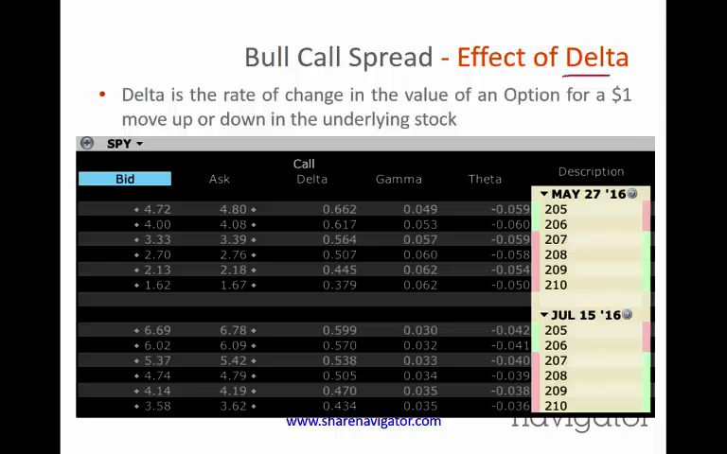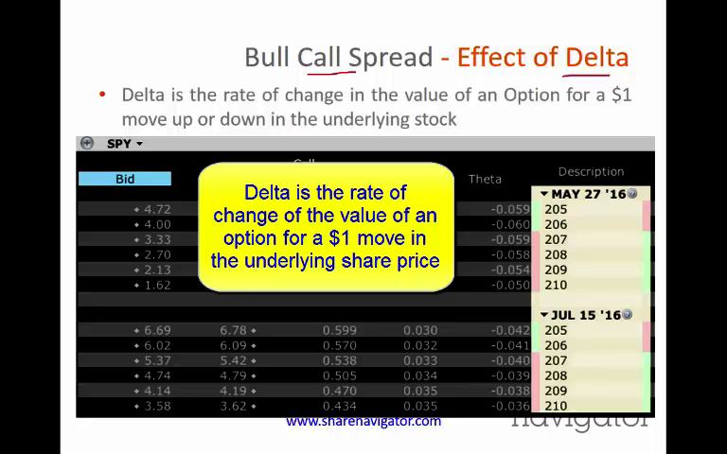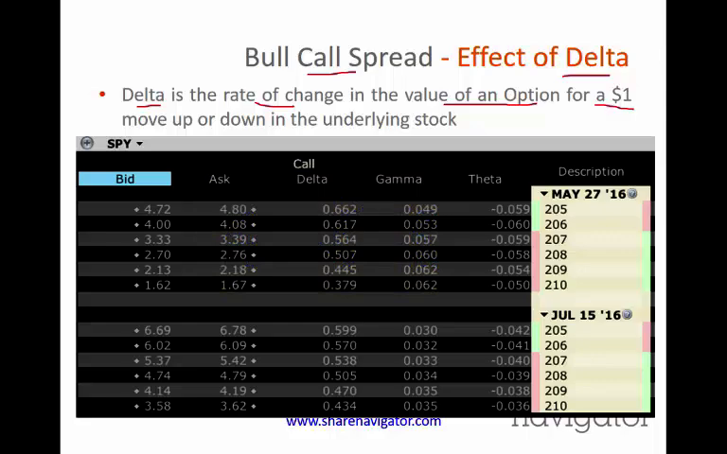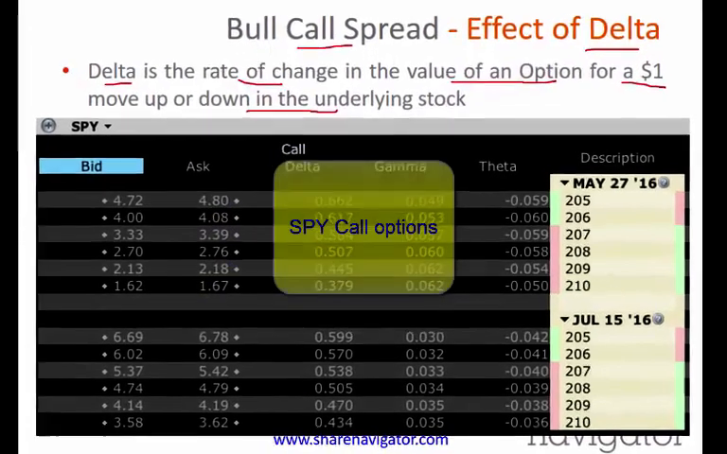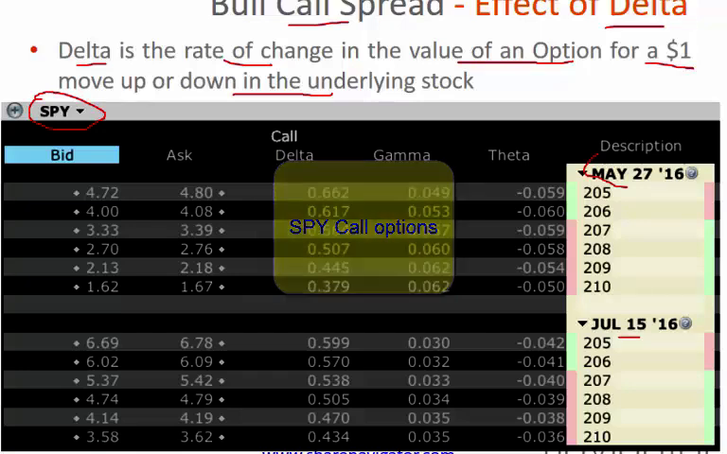Delta and the bull call spread. So let's remind ourselves of what delta is first. Delta is the rate of change in the value of an option for a $1 move up or down in the underlying share price. So again, we've used our quote below for SPY. We've brought in the May 27th and the July 15th expiry.